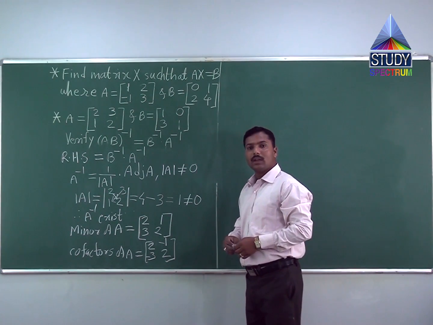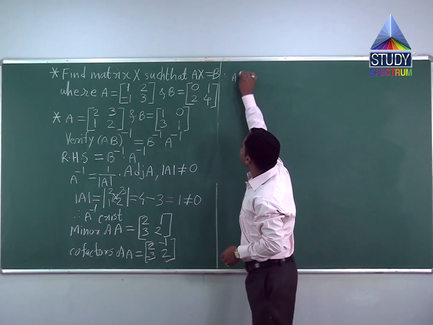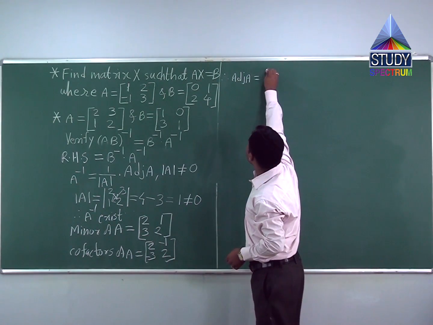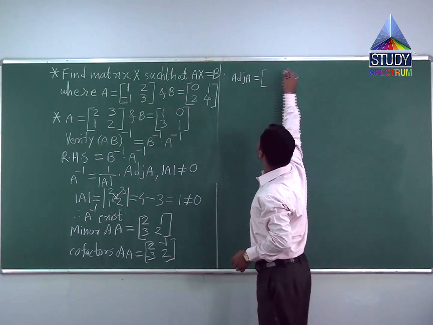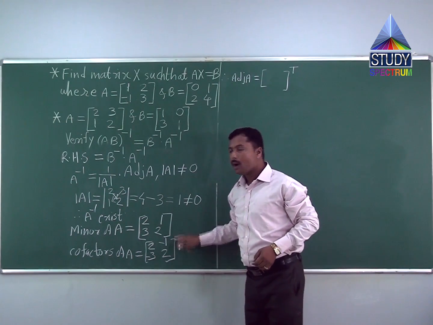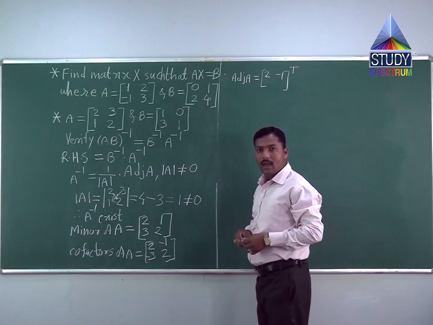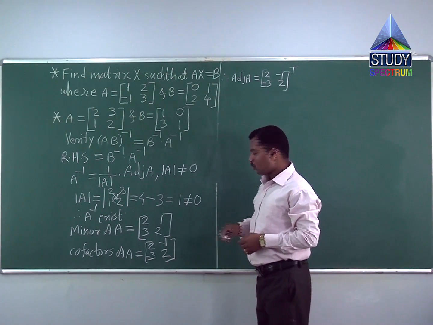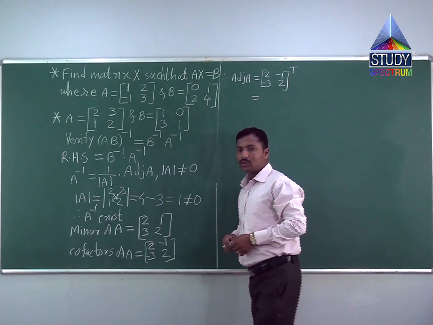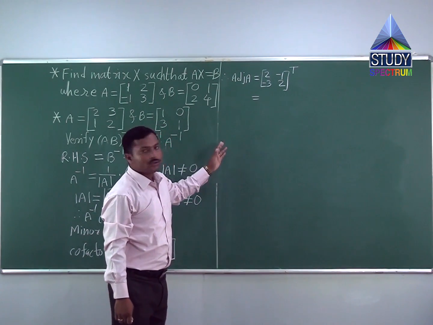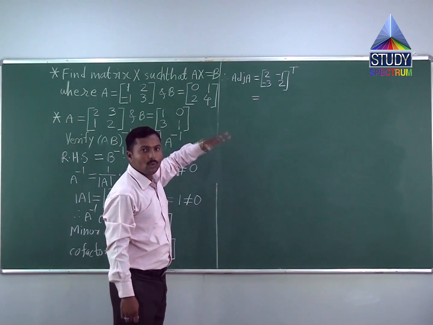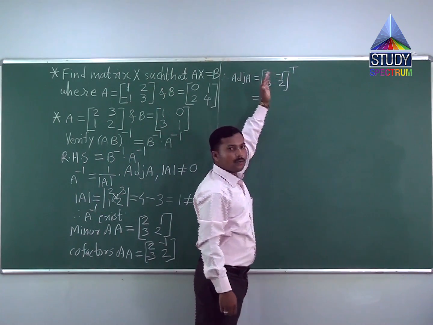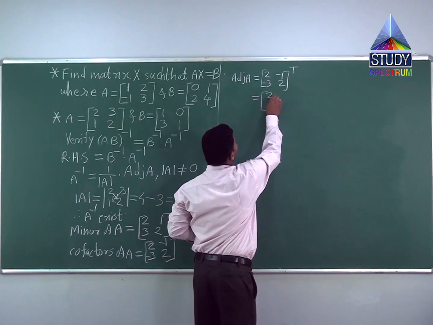So these are the cofactors of A, and therefore what is the adjoint? The adjoint of A equals the transpose of these cofactors of A, meaning the transpose of this matrix: 2, minus 1, minus 3, 2. What is the meaning of transpose? Transpose means converting rows into columns. So the first row becomes the first column: 2, minus 1.